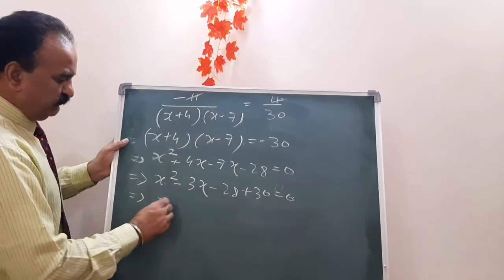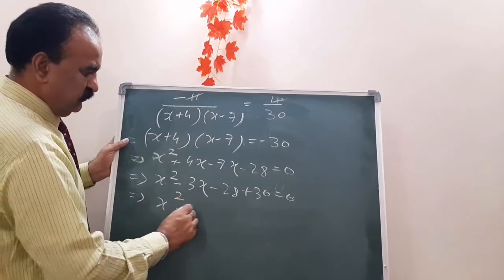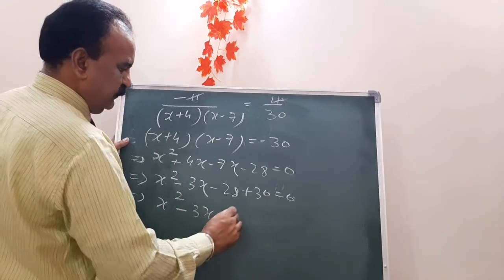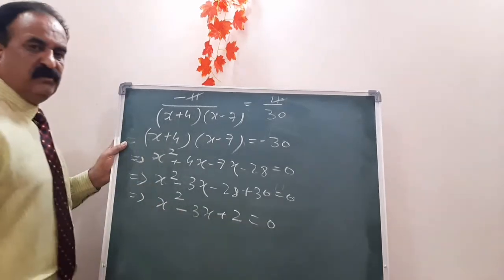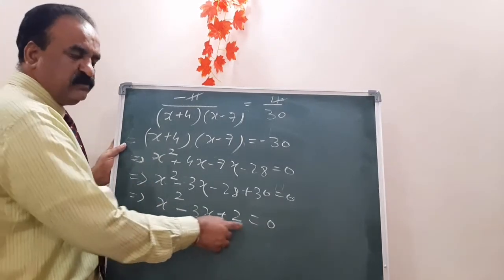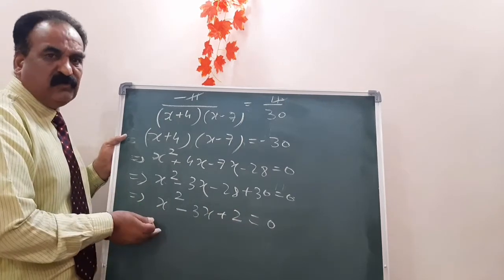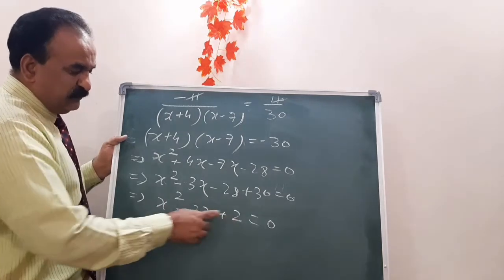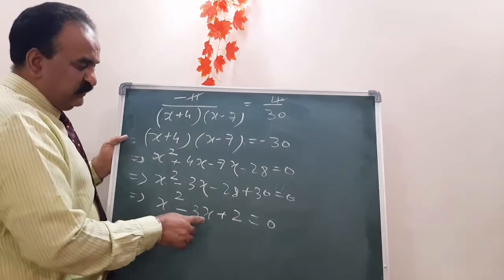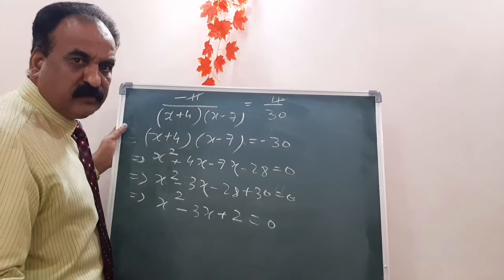So x square minus 3x plus 2 equal to 0. Right? Now again this is a quadratic equation. Now you can solve. What are those numbers? Their multiplication is 2 and on addition it gives 3. 2 and 1 you can take.